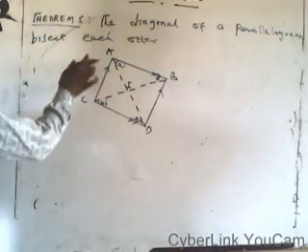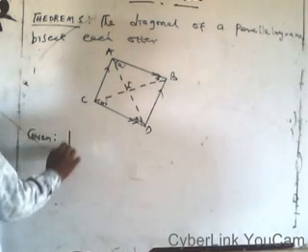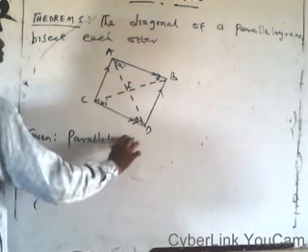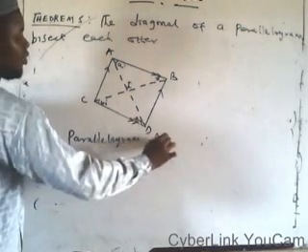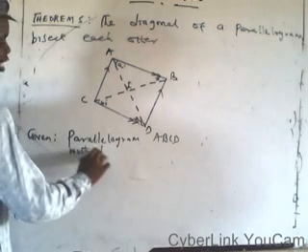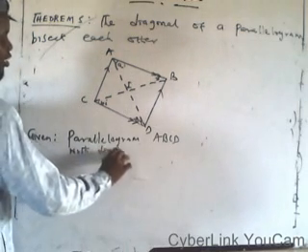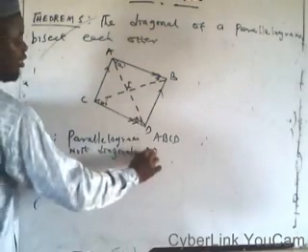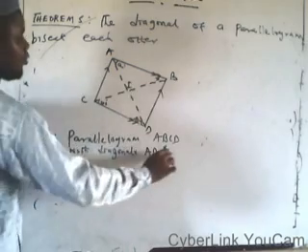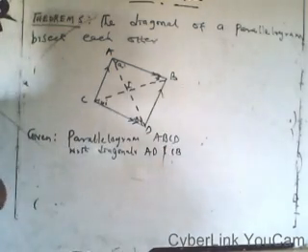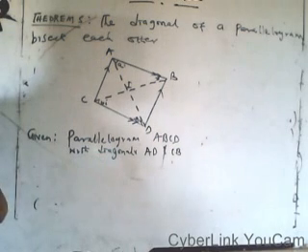We are given parallelogram ABCD, with diagonals AB and CD. That is what we are given.